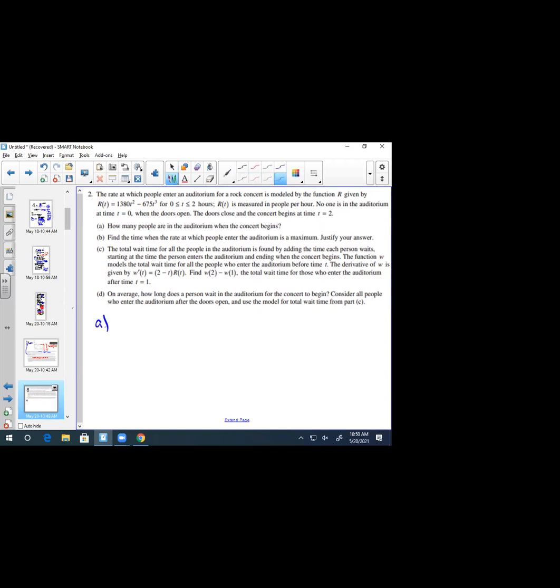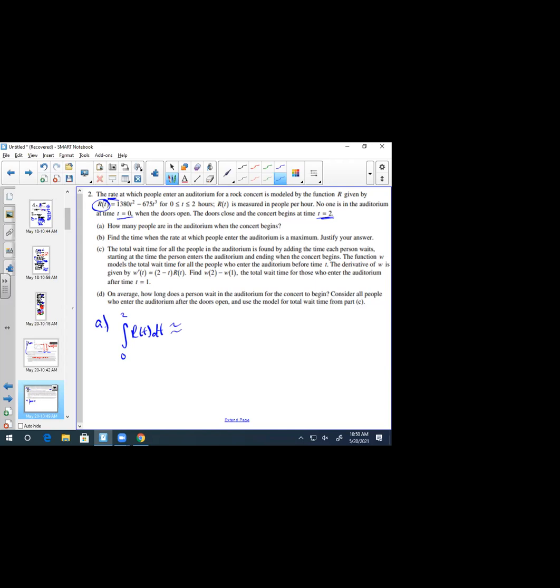Well, when the concert begins at time t equals 2, t equals 0, they open the doors. So how many people entered? Well, because this is a rate at which people enter, total people entering is going to be the integral from 0 to 2 of R of t dt. And then you would plug that into your calculator to get the answer for that.